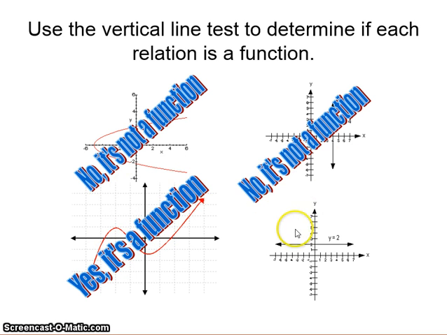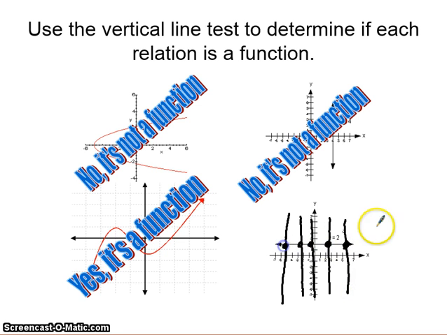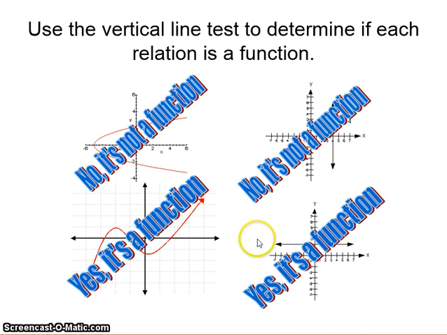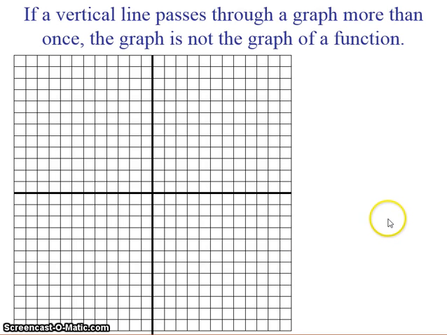Do the same thing for the 4th example. Draw vertical lines. That one was a little crooked. Is it only ever touching at one spot? Yes, so is it a function? Yes, it is a function because it only ever touches at one point. So this is a function.